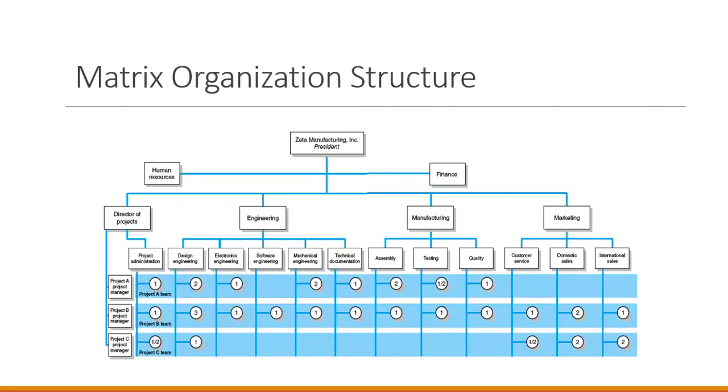This is an example of a matrix organization structure. You can see that we have project A, project B, and project C. Each of those projects has its own project manager, and then we have members from engineering, manufacturing, and marketing on those teams, who spend either all or a portion of their time working on those various projects.